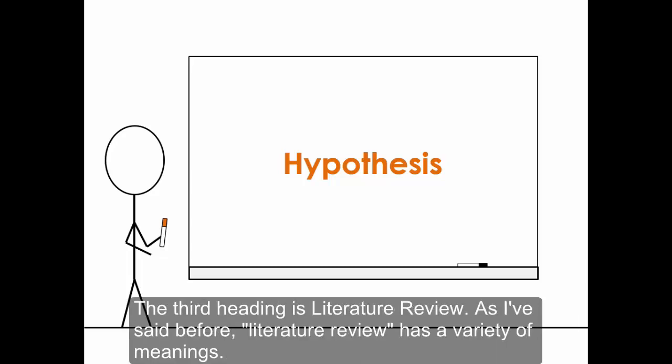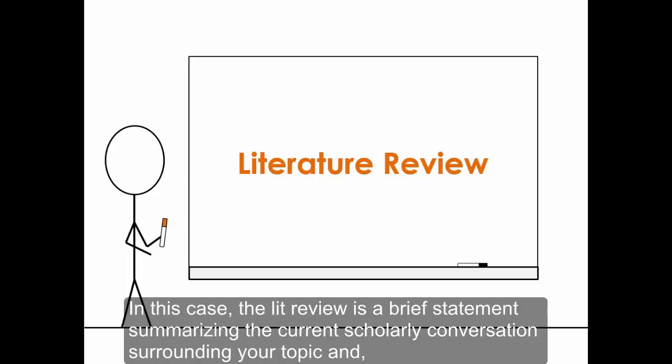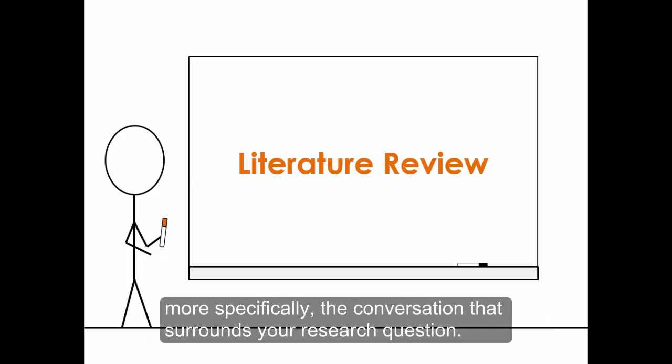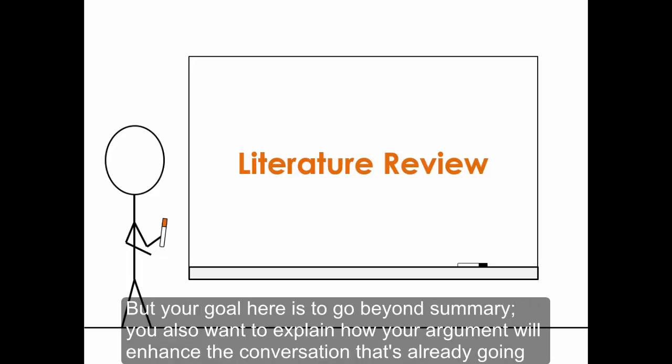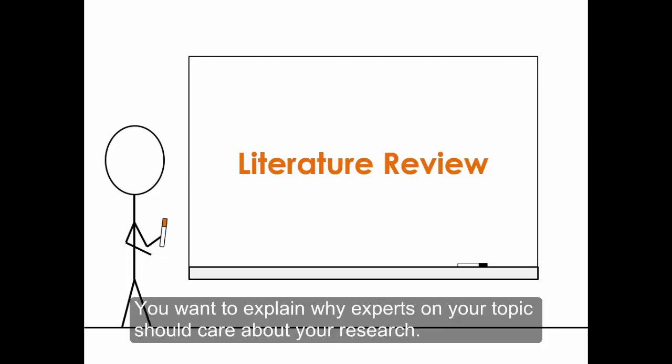The third heading is literature review. As I've said before, literature review has a variety of meanings. In this case, the lit review is a brief statement summarizing the current scholarly conversation surrounding your topic and, more specifically, the conversation that surrounds your research question. But your goal here is to go beyond summary. You also want to explain how your argument will enhance the conversation that's already going on. You want to explain why experts on your topic should care about your research.